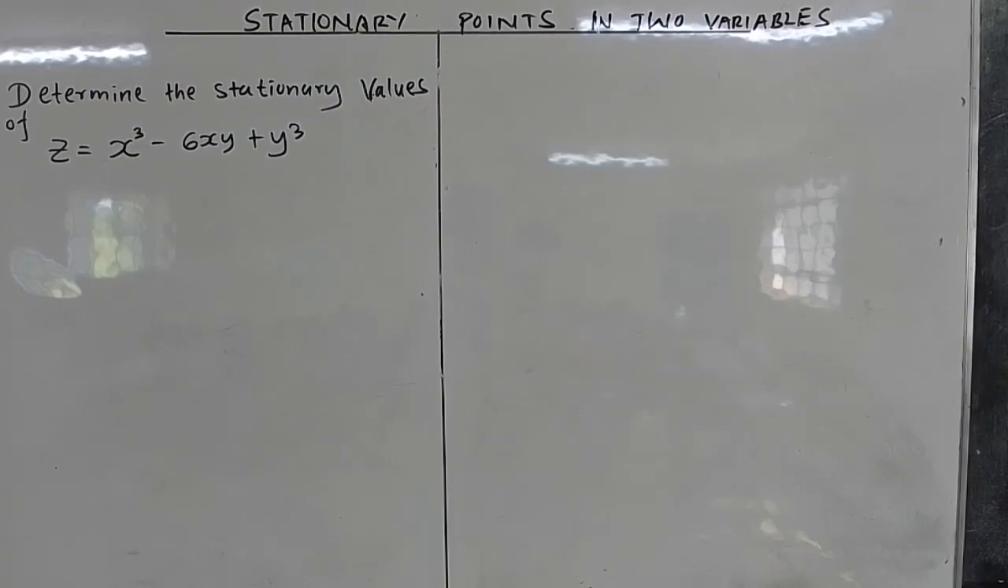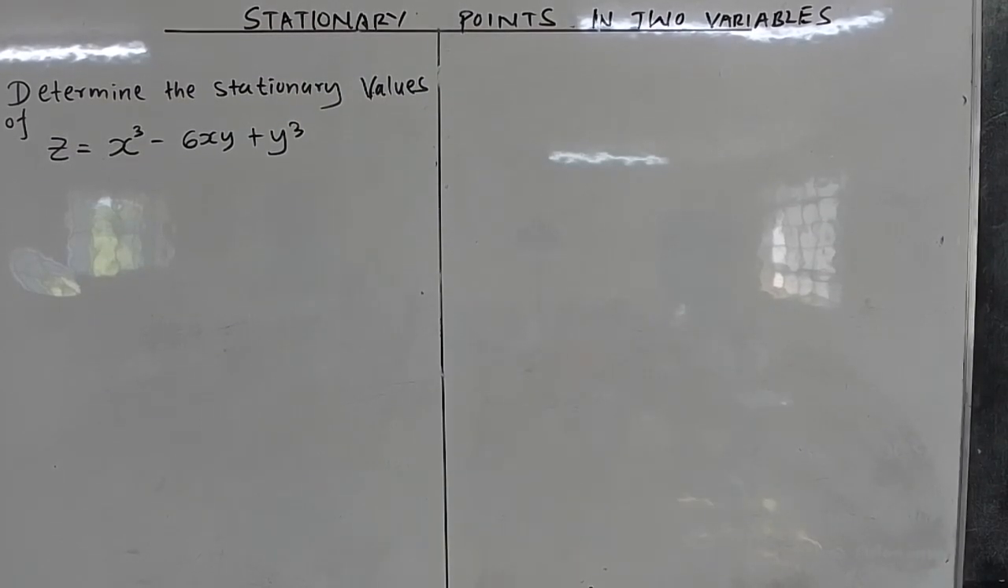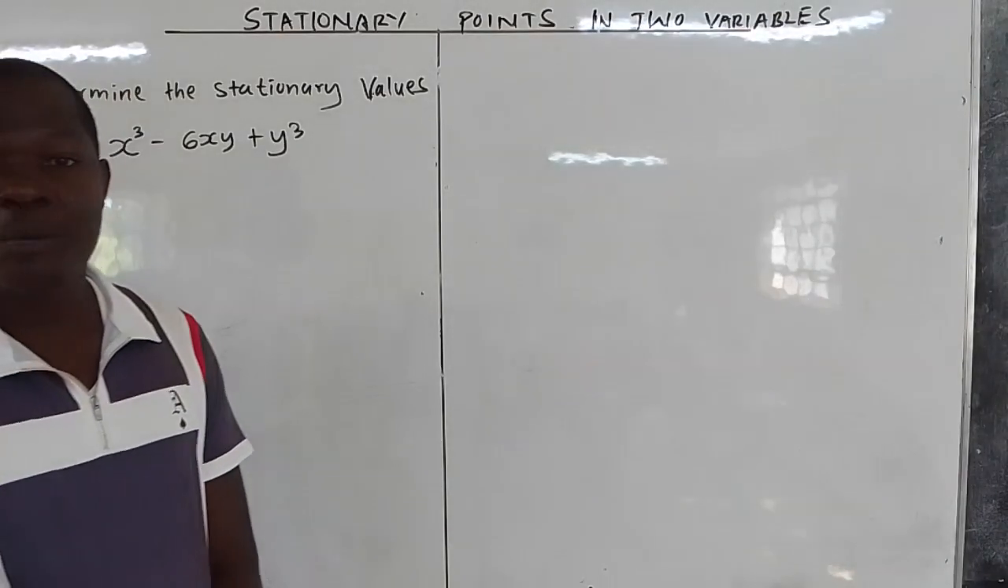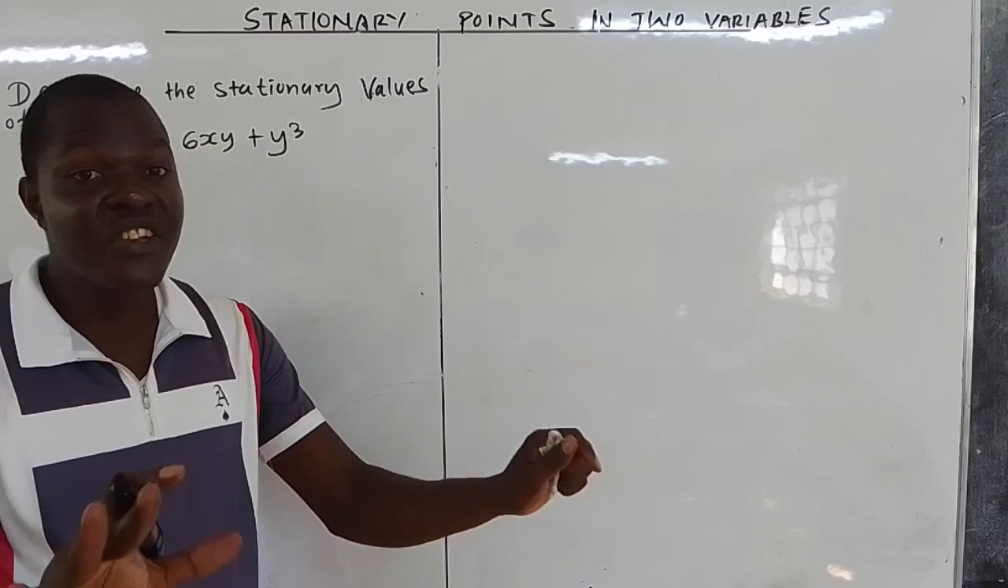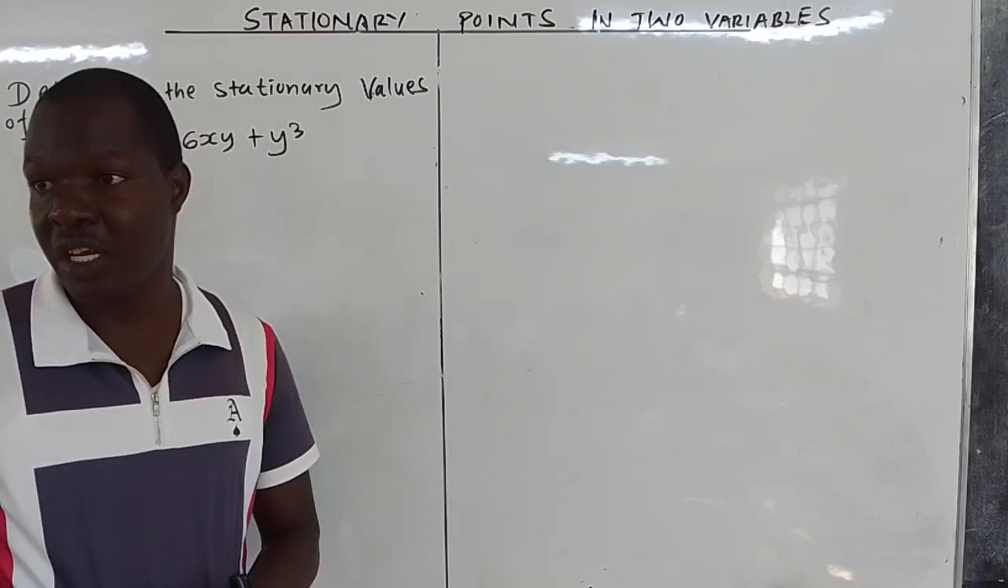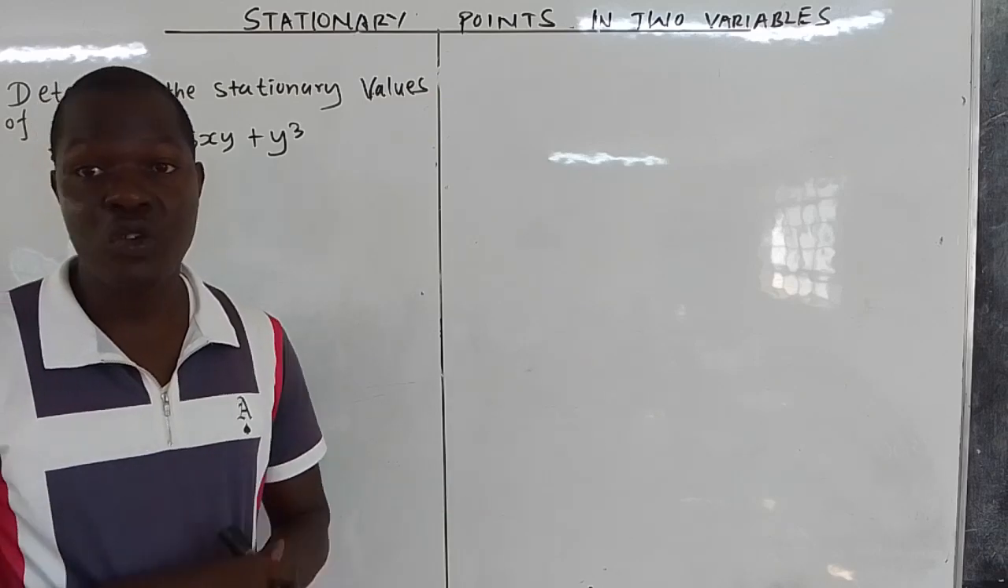In this next case, you've been told to determine the stationary values of z is equal to x cubed minus 6xy plus y cubed. In that case, what does it imply? It implies you only determine the stationary values only. You don't classify them by stating their nature, isn't it? So you only determine the stationary values.